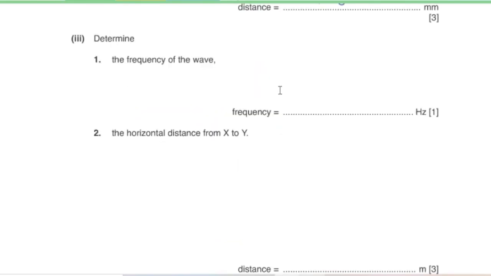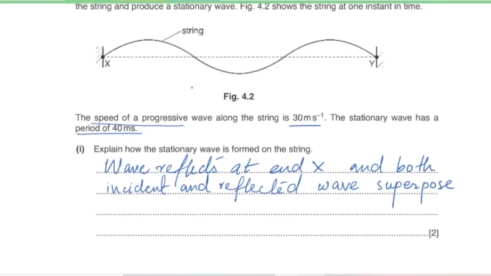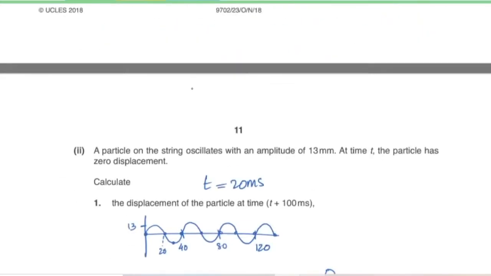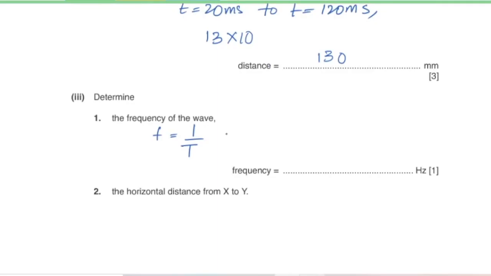Part 3, determine the frequency of the wave. The frequency is equal to 1 by time period. The time period of the stationary waveform over here is 40 milliseconds. So 1 divided by 40 times 10 to the power of negative 3. So we get a frequency of 25 Hertz.